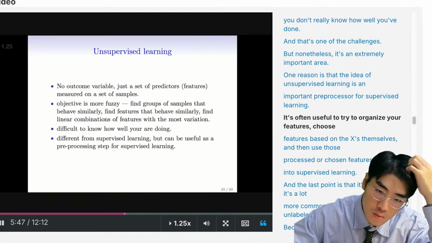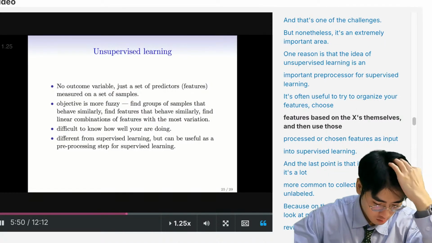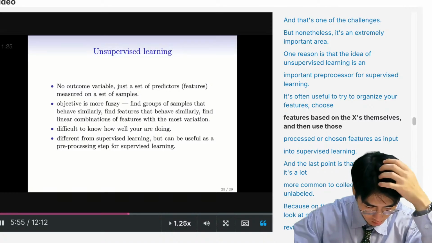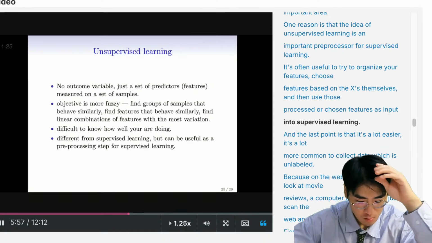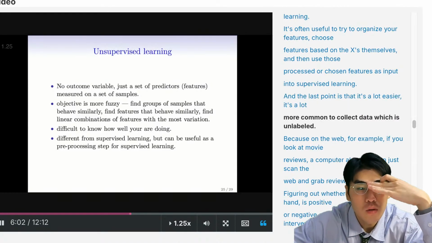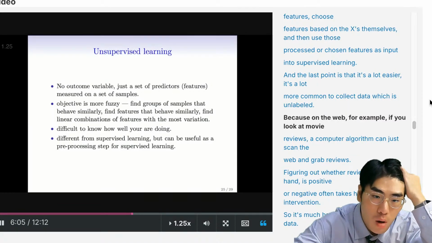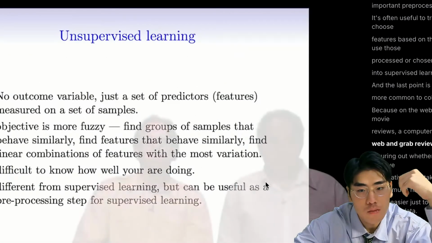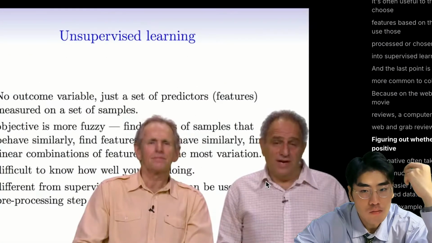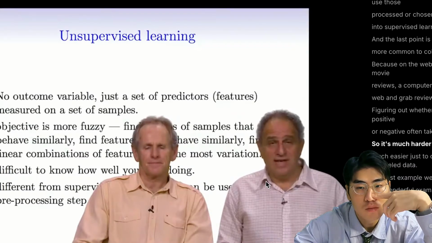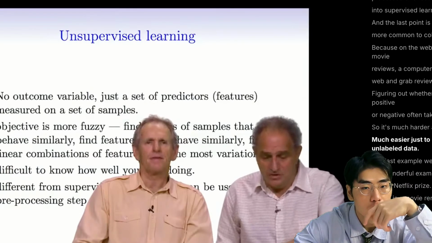It's often useful to organize your features, choose features based on the X's themselves, and then use those processed or chosen features as input into supervised learning. And the last point is that it's a lot more common to collect data which is unlabeled. On the web, for example, if you look at movie reviews, a computer algorithm can just scan the web and grab reviews. Figuring out whether the review is positive or negative, on the other hand, often takes human intervention. So it's much harder and costly to label data, much easier just to collect unsupervised, unlabeled data.